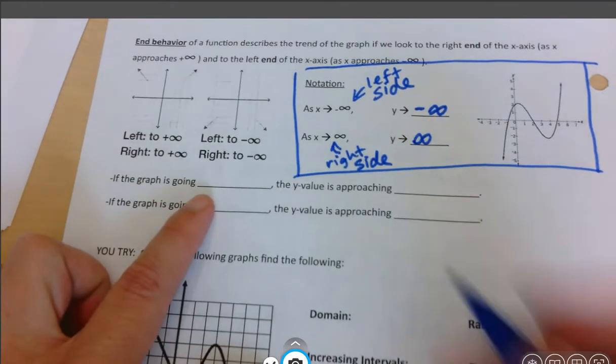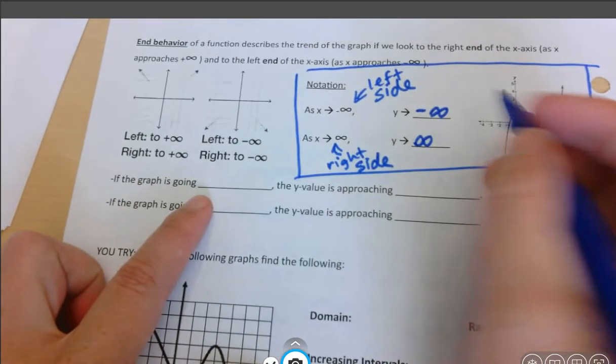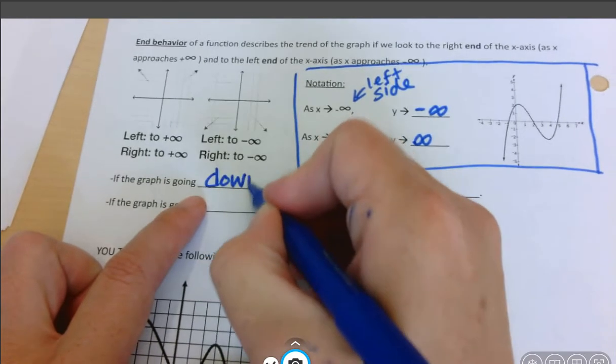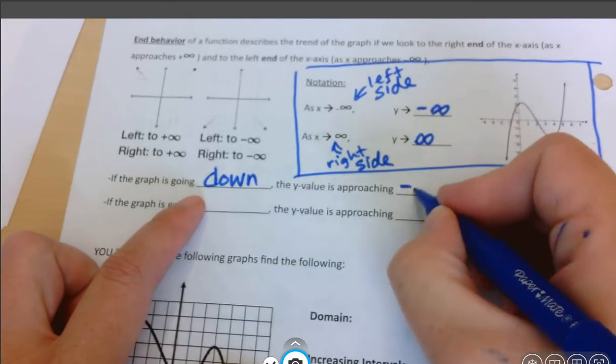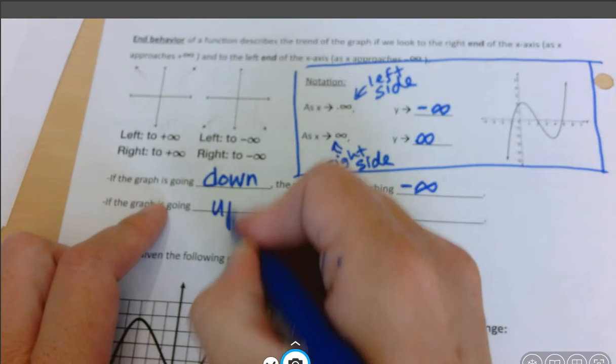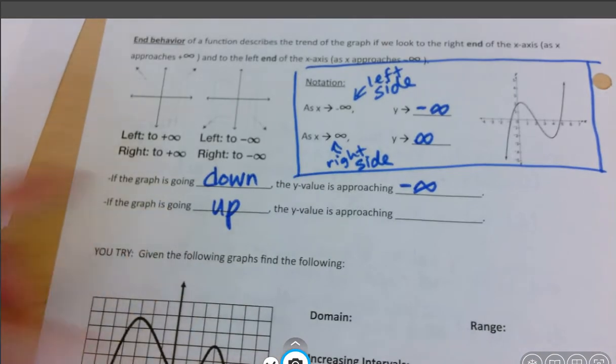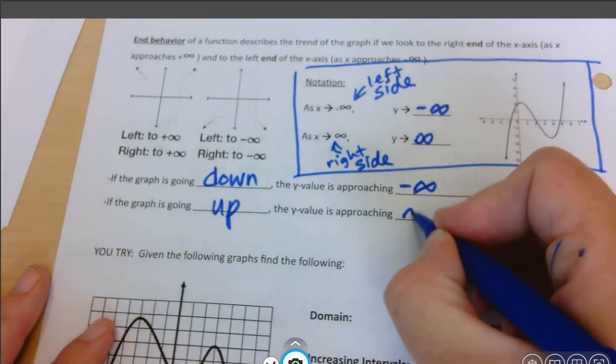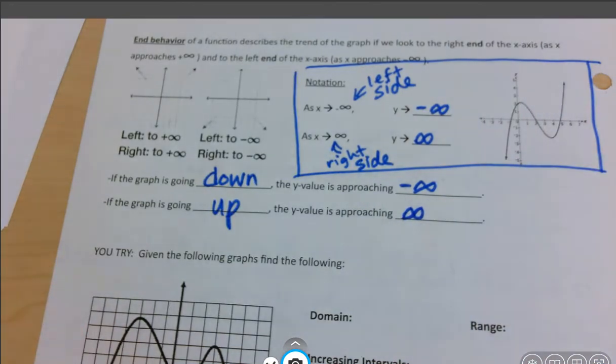All right, so if the graph is going down, then we'll say the y value is approaching negative infinity, and if it's going up, it's approaching what? Positive infinity. Okay.